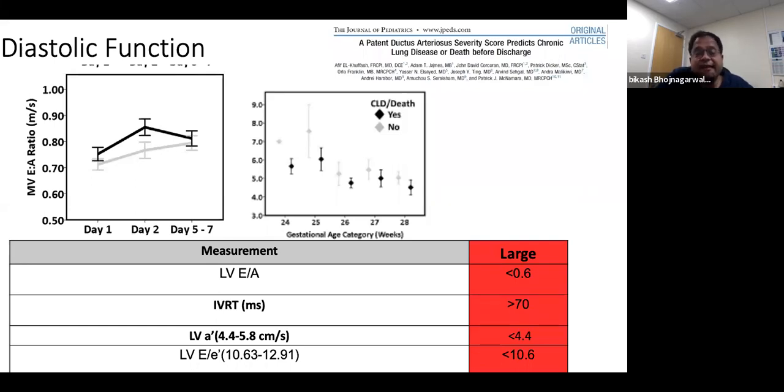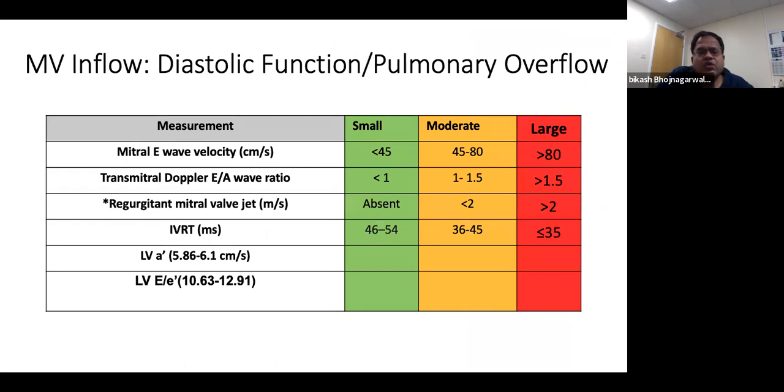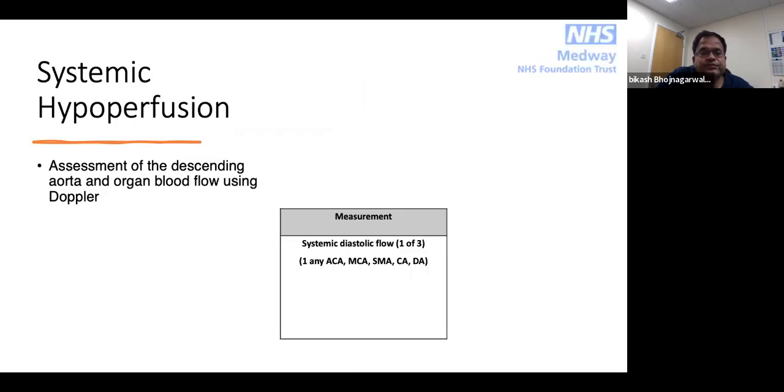LV E/A ratios have significant predictive value in predicting death and CLD, as shown in one of the papers. So again, as recommended in severity scores, consider LV E/A ratios in quantifying your duct and ruling out diastolic dysfunction. While we are trying to quantify pulmonary overflow, I talked about various measurements in terms of mitral valve inflow, which include E velocity, E/A, mitral valve regurgitation, IVRT, LV A prime, and LV E and E prime.